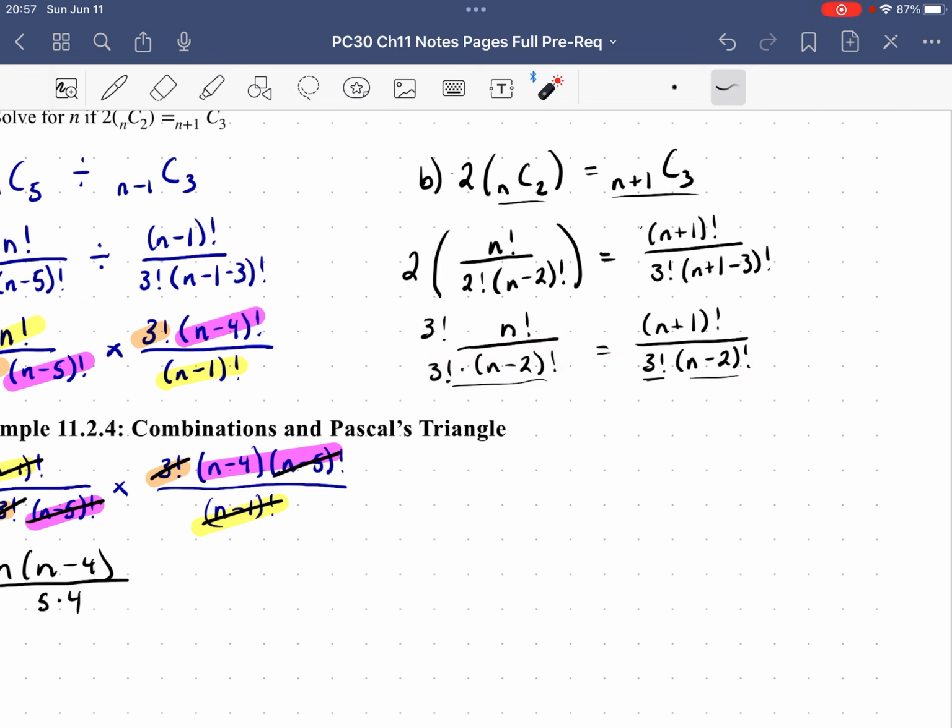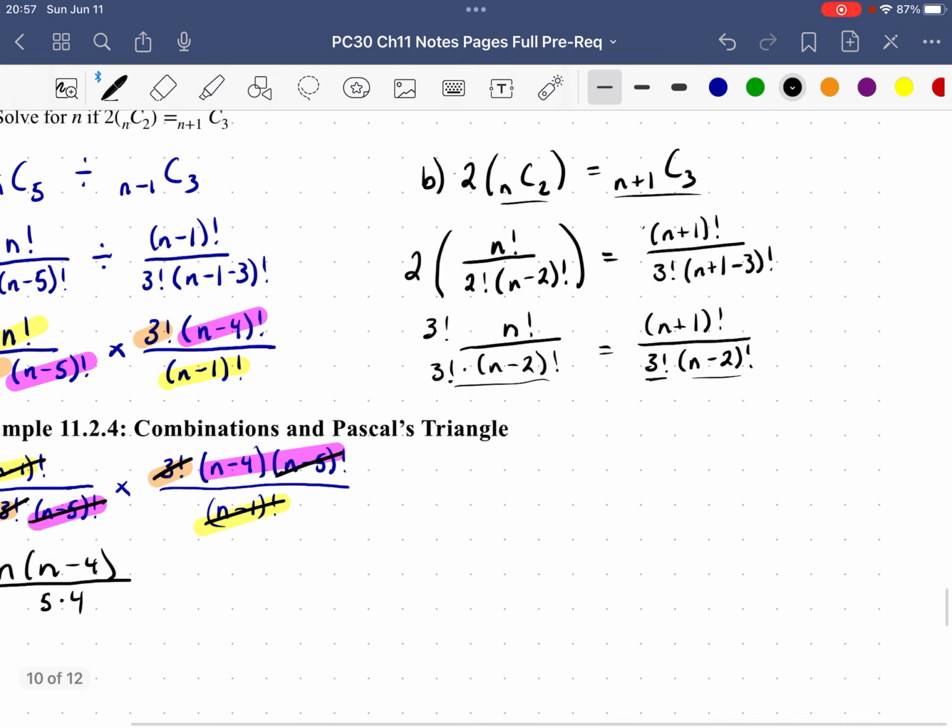Now, you might think there's some restrictions on our variables. Like, can n equal 2? Yes, it can, because 2 minus 2 is equal to 0, and 0 factorial is equal to 1. So in this case, n could be 2. But all we get in the end is 3 factorial times n factorial is equal to (n plus 1) factorial.